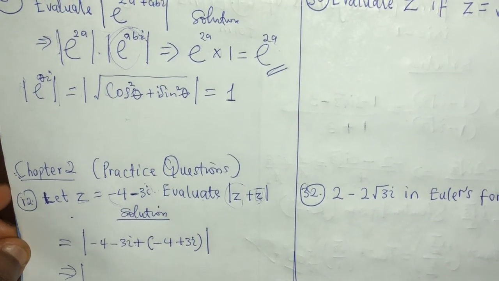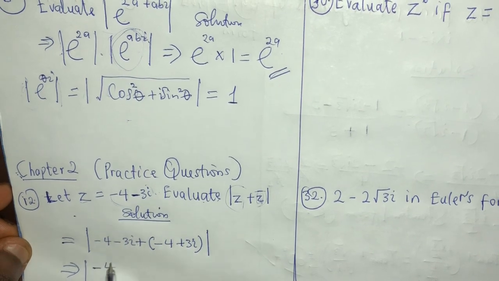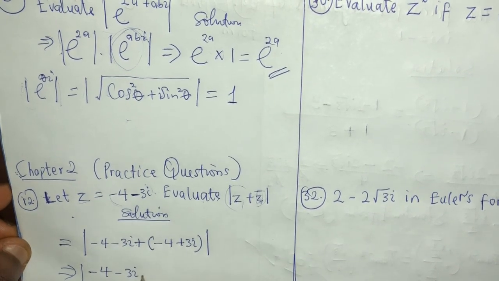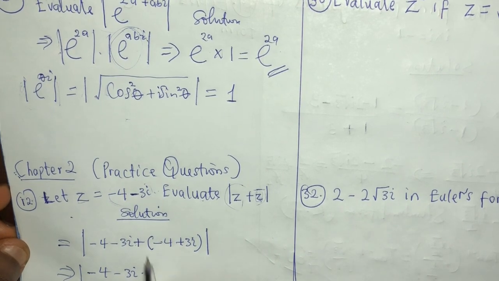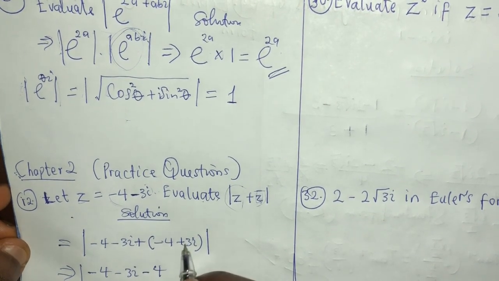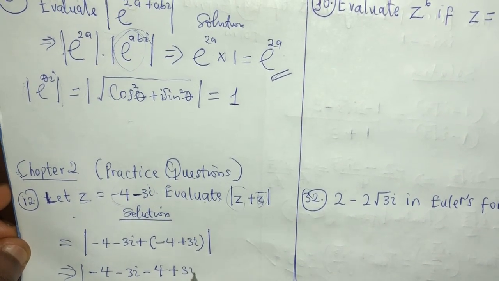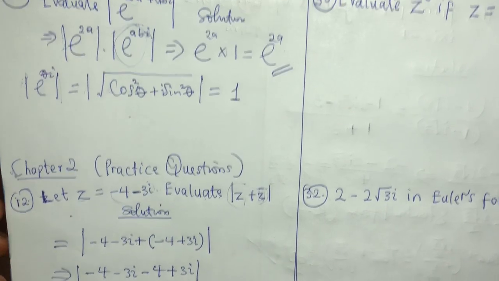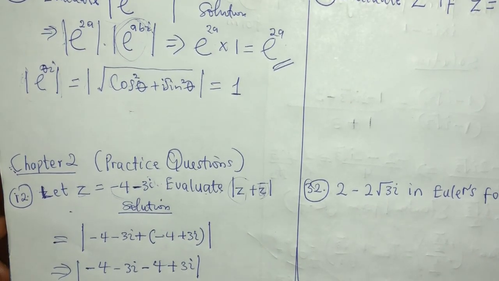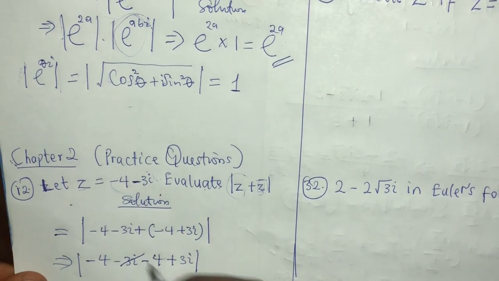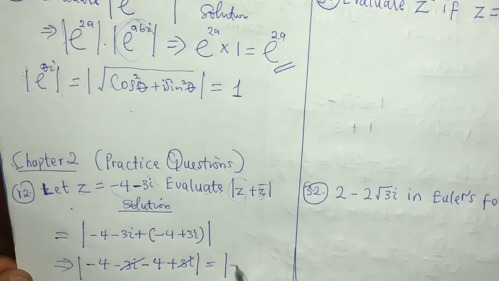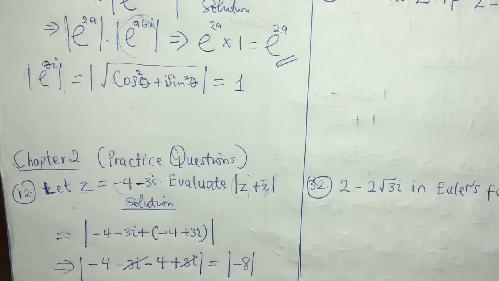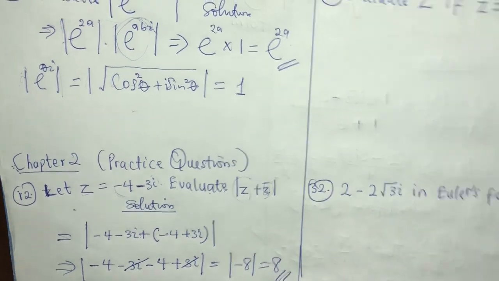So our answer is minus 4 minus 3i, plus minus 4, then plus times plus is plus 3i, right? So in that case, we cancel the 3i terms, so we have the absolute value of minus 4 minus 4, that's minus 8, and the absolute value of minus 8 is actually 8, and 8 is our final answer.